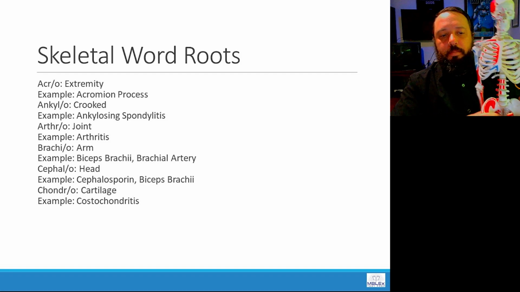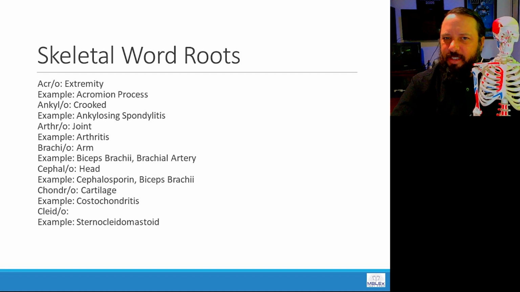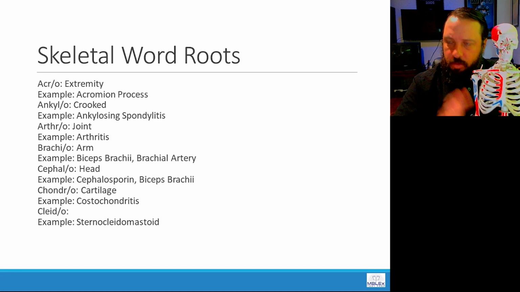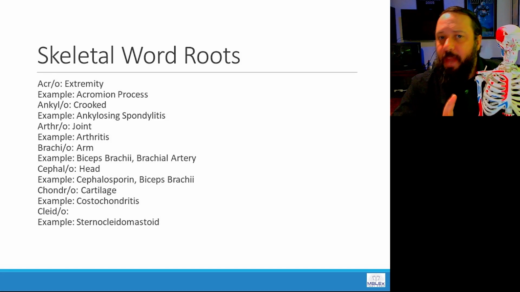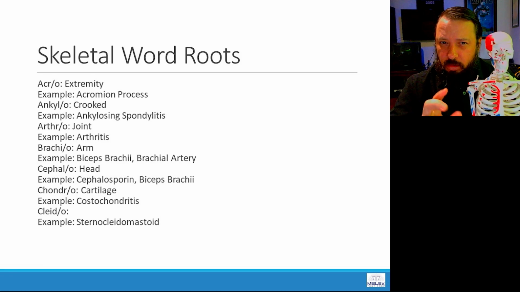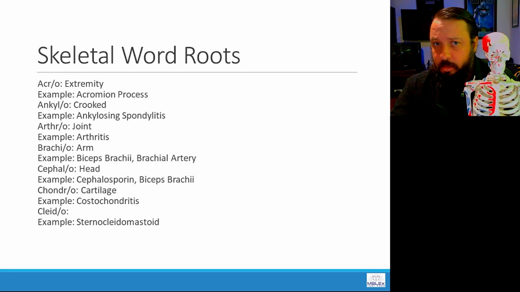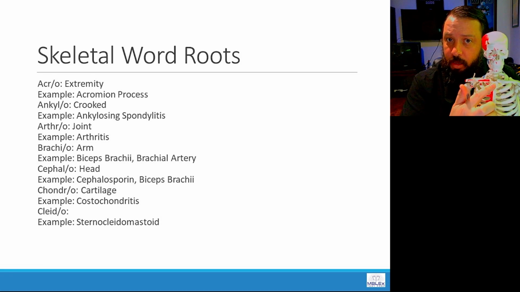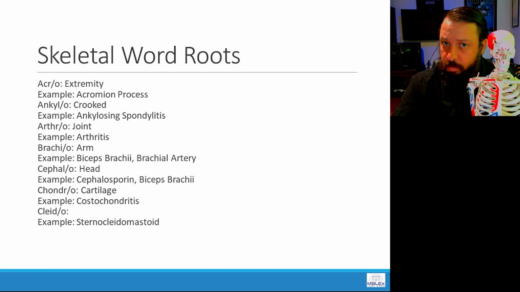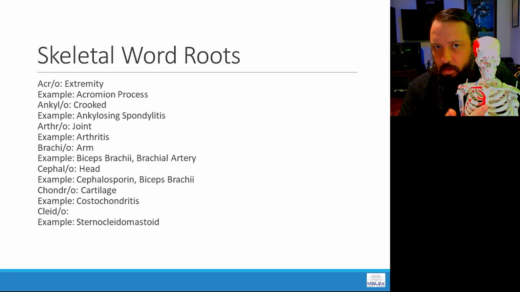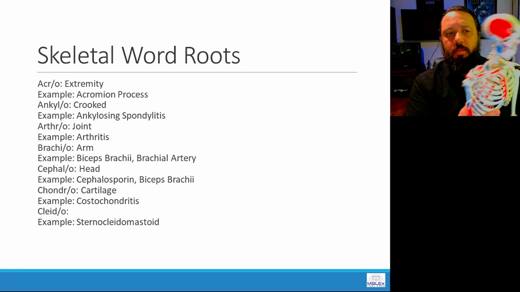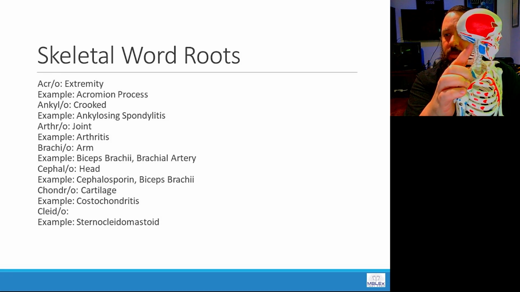Okay, moving on. Cleido, like sternocleidomastoid. So sternocleidomastoid is a muscle that's named after its attachments. So sterno would obviously mean sternum. Cleido would mean, where else does it attach? Mastoid refers to the mastoid process right back here.